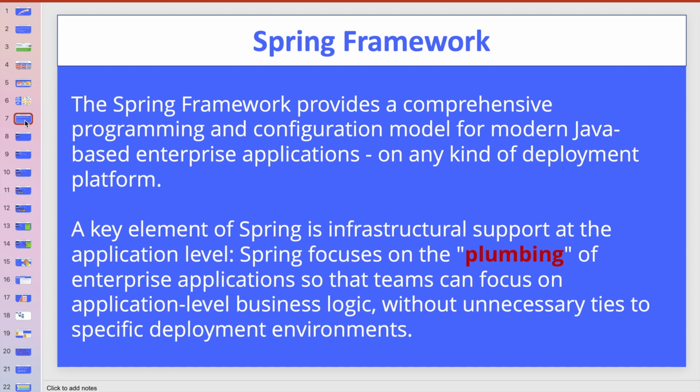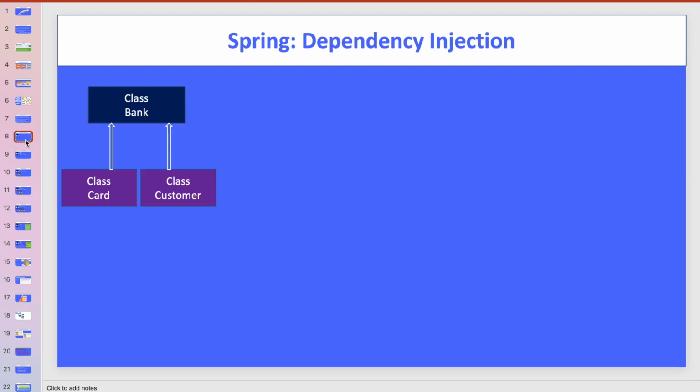Now if you see the definition of the framework, it says it provides a comprehensive programming and configuration model for modern Java enterprise applications. So it makes the life of Java developers very easy to implement any enterprise kind of applications. Now, coming to the main agenda for this video, and that is dependency injection.